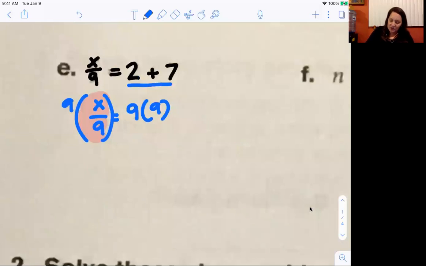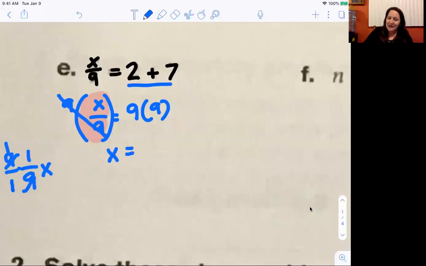Another way, guys, let me show you this. Another way to say x over 9 is 1/9 times x. That's another way to say it, okay? And if I multiply that by 9, I get the number 1, and that gives me x by itself. So these cancel, okay? And I get x equals 9 times 9 is 81.